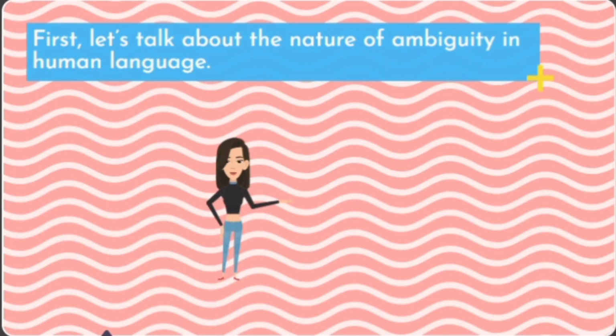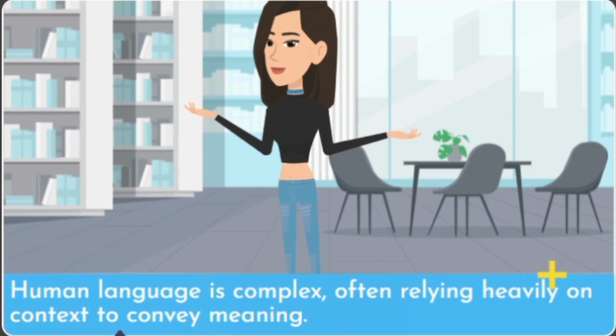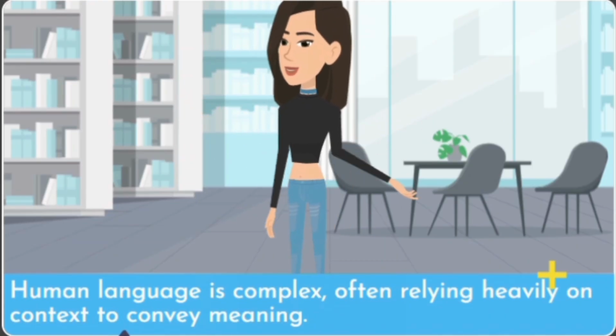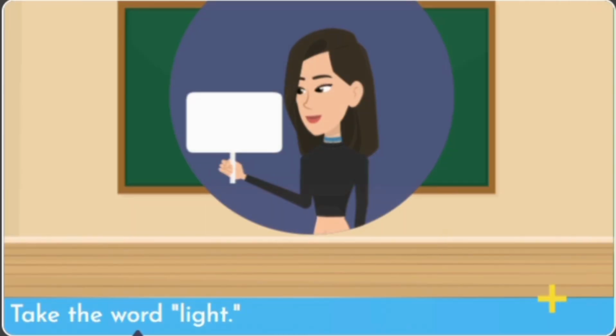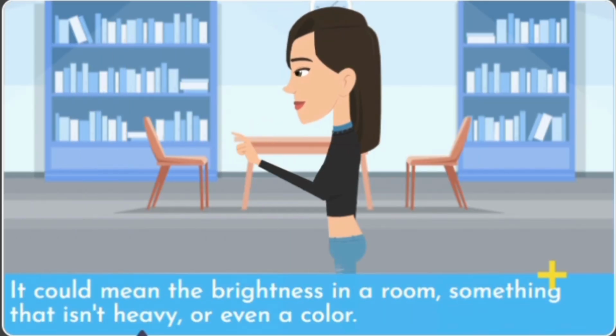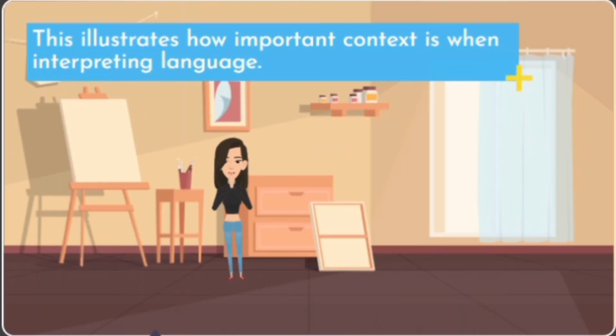First, let's talk about the nature of ambiguity in human language. Human language is complex, often relying heavily on context to convey meaning. One word could mean multiple things depending on how it's used. Take the word light. It could mean the brightness in a room, something that isn't heavy, or even a color. This illustrates how important context is when interpreting language.